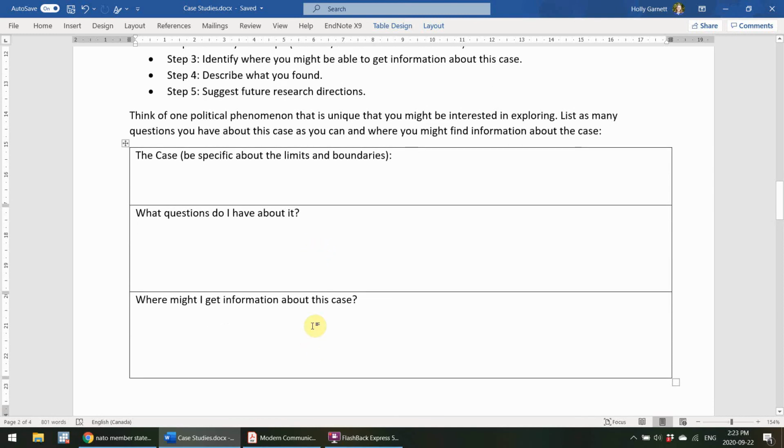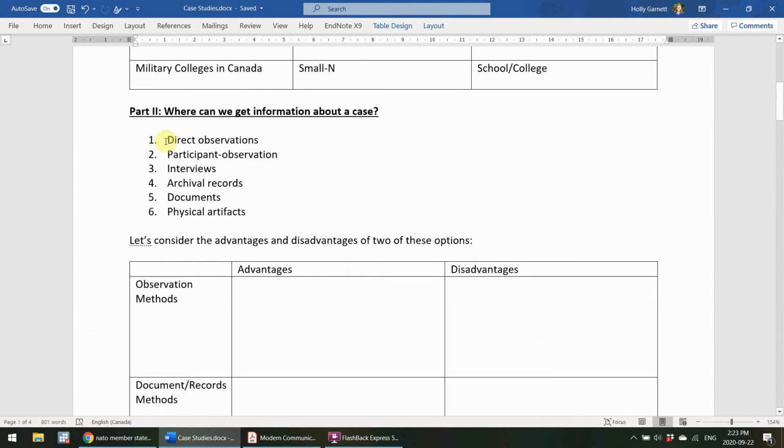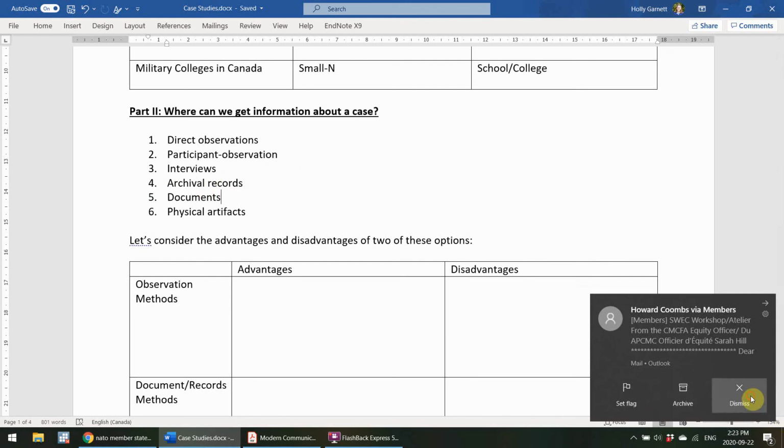And I may get information about this case. If we could go back to part 2 over here. I can't really observe the referendums because they're over, so I can't do much observation, but I could do interviews with citizens. I could interview people who are involved in the campaigns. I could interview policymakers. I could look at documents or records.